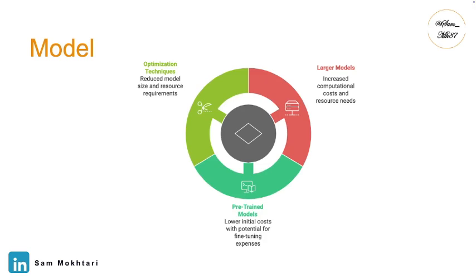Pre-trained models provide a cost-saving alternative since they eliminate the need for extensive training. However, fine-tuning this model for a specific task can add to the cost. Optimization techniques can also mitigate these expenses. For instance, we have the concept of pruning, which can reduce unnecessary parameters in the model, or quantization or distillation. These are techniques that can compress the model and improve model training and deployment in terms of cost.